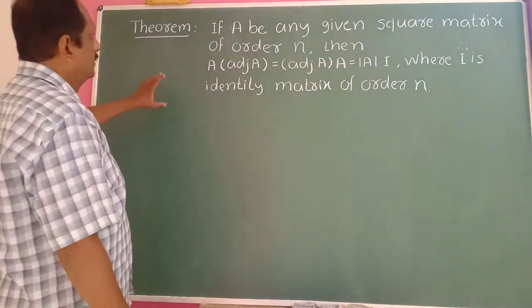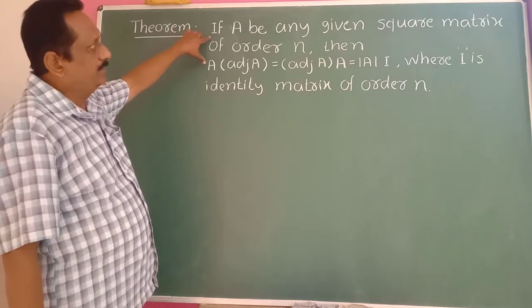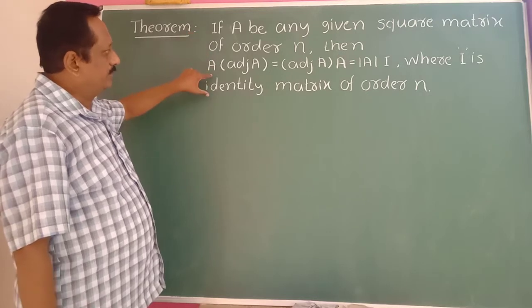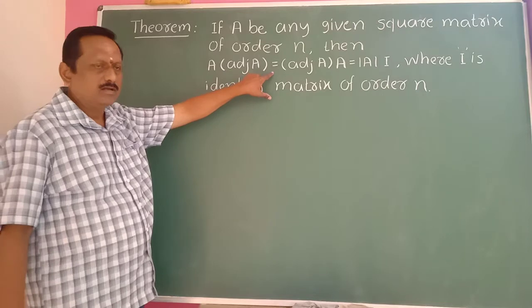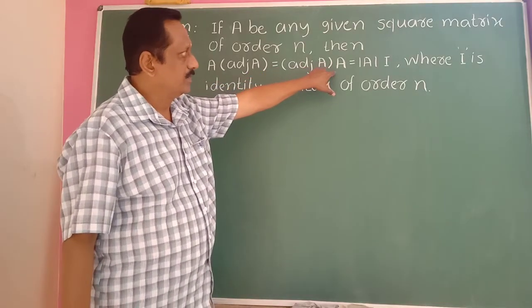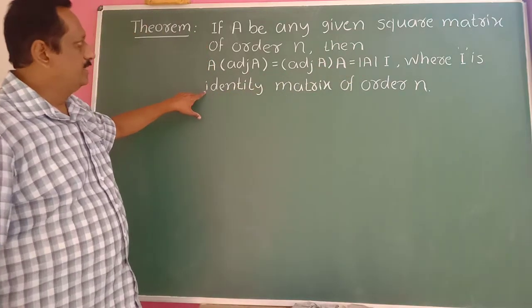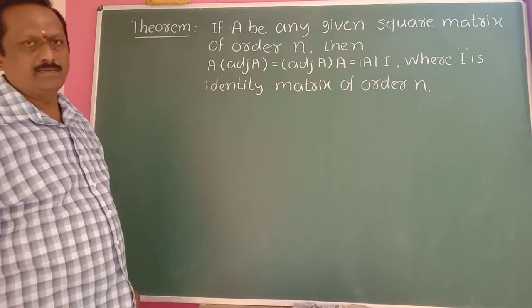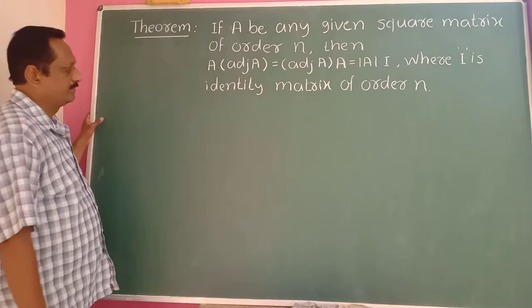Okay, so there is a theorem here. If A is any given square matrix of order n, then A into adjoint of A is equal to adjoint of A into A, which is equal to determinant of A into I, where I is an identity matrix of order n. So you can verify this one here.